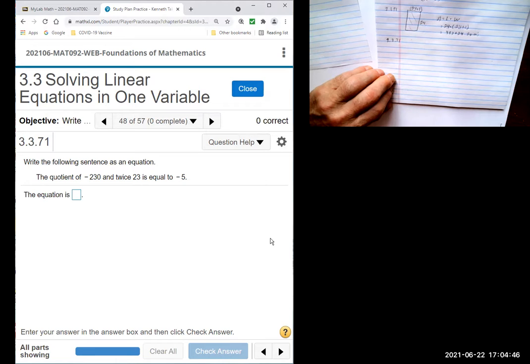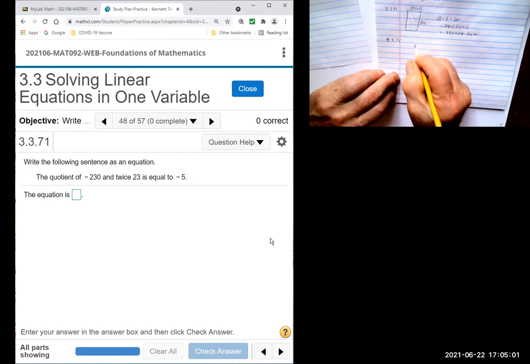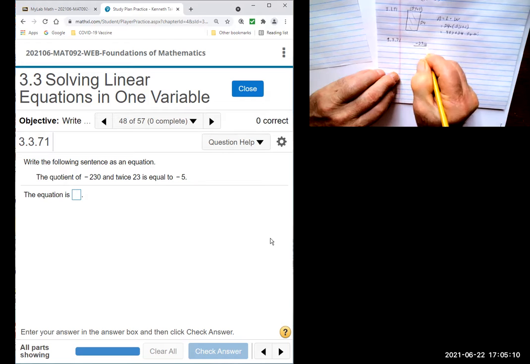Let's read the problem. The quotient, meaning division, of minus 230 and twice, meaning 2 times as much, 23, is equal to minus 5. So let's translate. As soon as I hear quotient, I'm thinking division of minus 230. The first thing I hear goes into the numerator. The word and. So now I'm going to talk about the denominator, and that denominator is made up of twice 23.